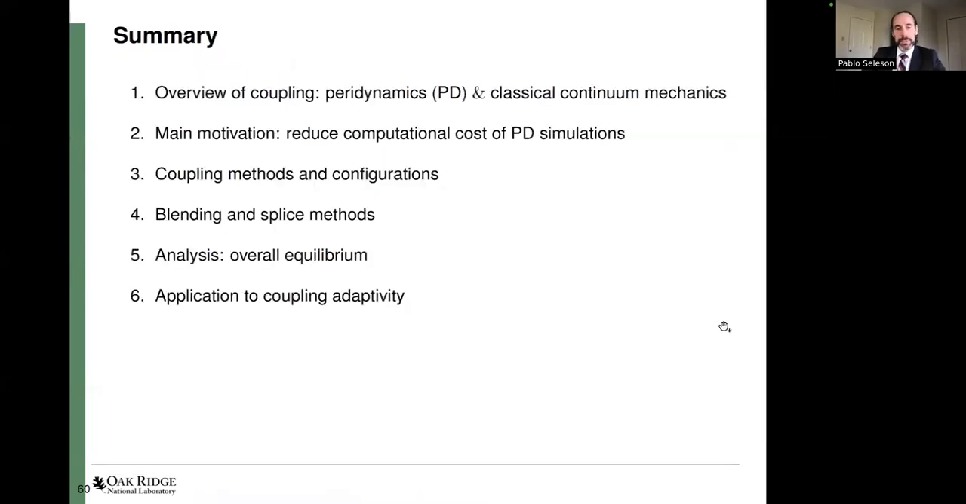So let me summarize this presentation. We gave an overview of coupling, discussing peridynamics and classical continuum mechanics. The main motivation was to reduce the computational cost of peridynamic simulations. We looked into coupling methods and configurations. In particular, we described in detail the blending and splice methods, and we performed an analysis of the overall equilibrium. And we showed that we have an application for coupling adaptivity based on our analysis.